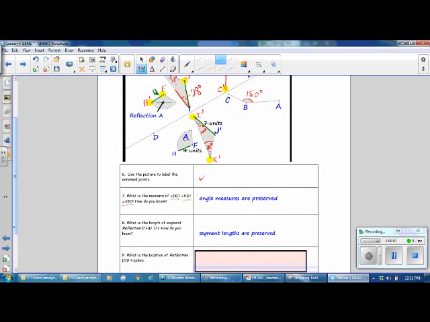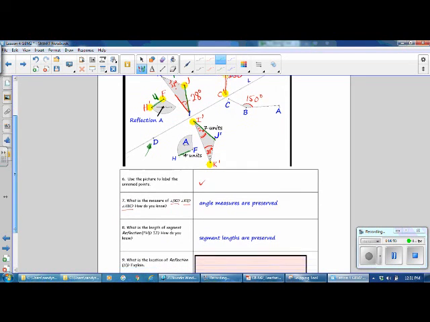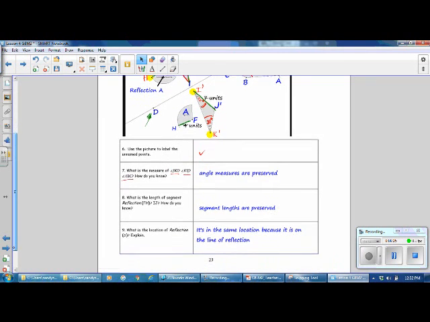Number 9, what is the location of reflection D? So reflection D, well, D is right here. So when you reflected it, did it move? It's the same location because it is on a line of reflection. Remember that a point on the line of reflection will not move when the image is reflected.